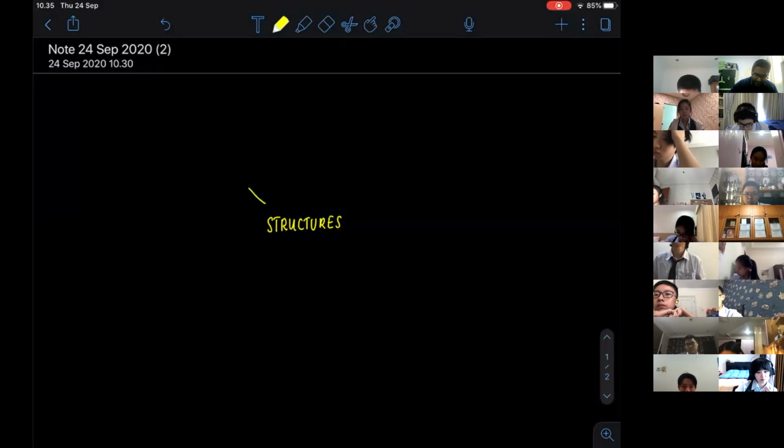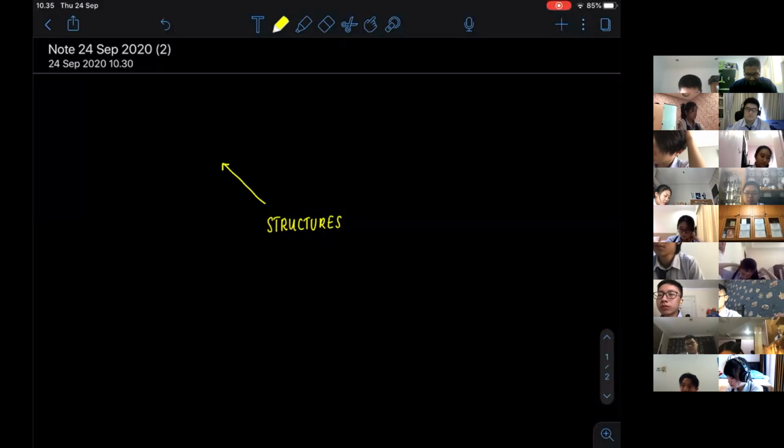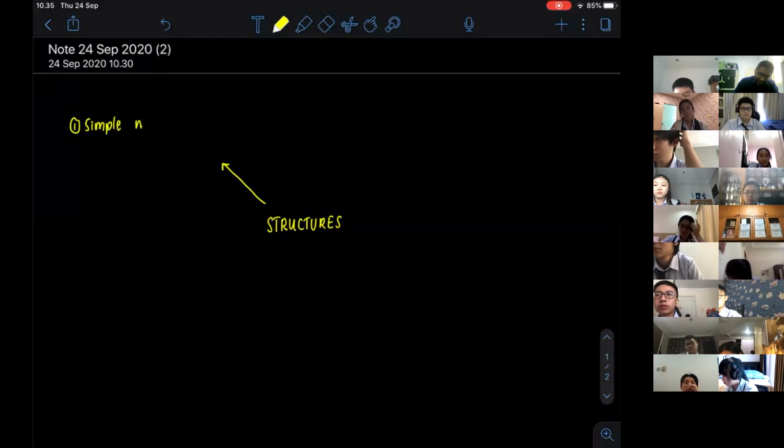Structures that we learn for states of matter. Okay, so we started with number 1. So maybe someone can help me. Number 1, what are the structures that we have learned until now? Maybe Ryan, can you help us out over here? Simple molecular. Okay, simple molecular.